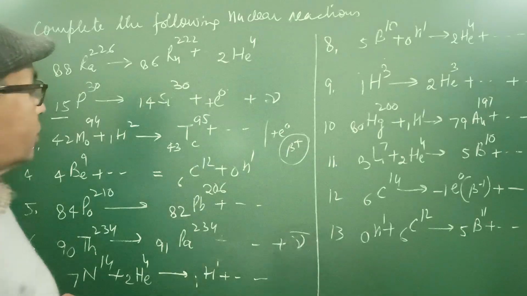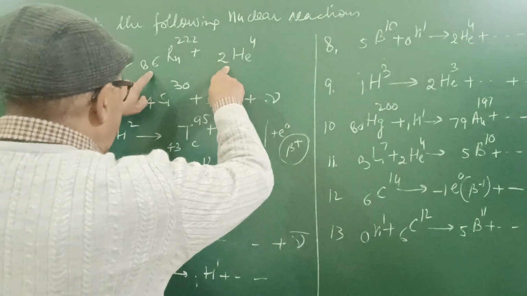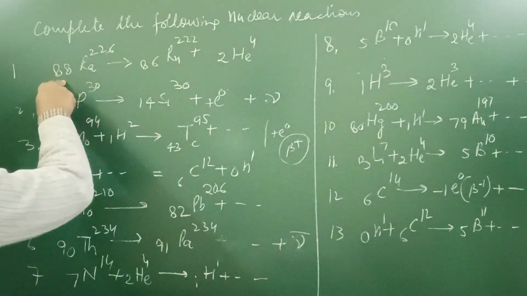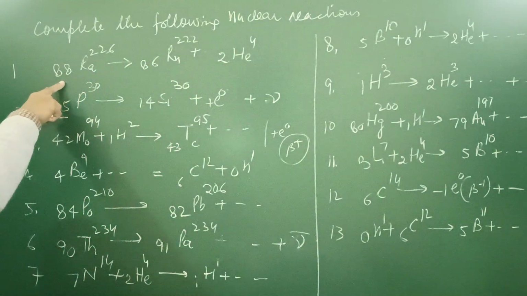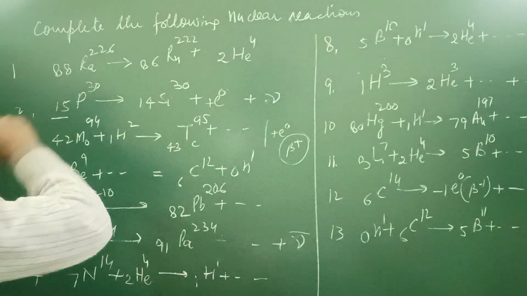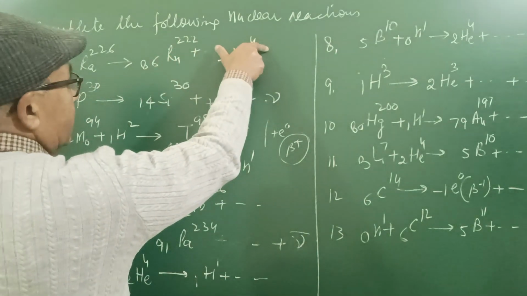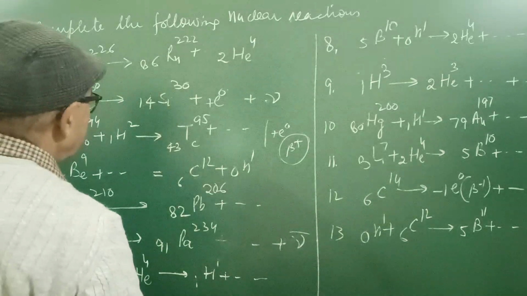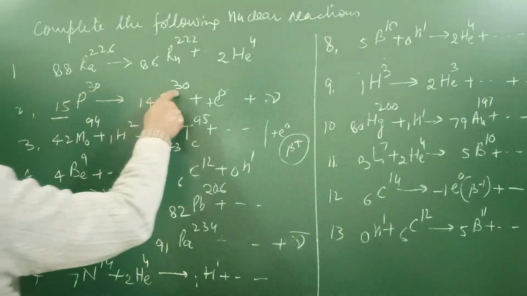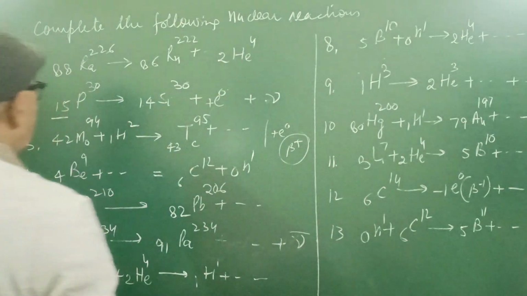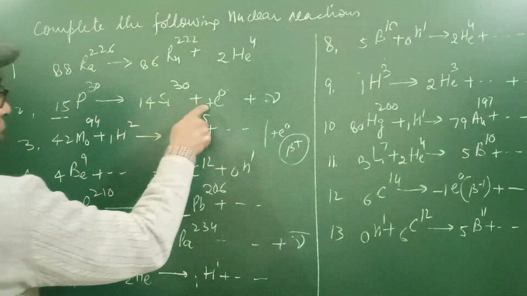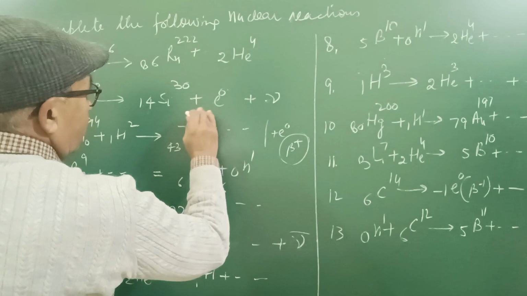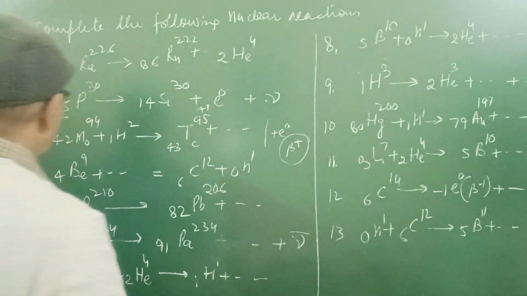I told you that the sum of atomic numbers on the right side is equal to the sum of atomic numbers on the left side. The sum of mass numbers on the right side is equal to the sum of mass numbers on the left side. 15P30, 30, 0, 15, 14 plus 1, 15. Plus 1, right? Here we write only 1, you can write plus 1.